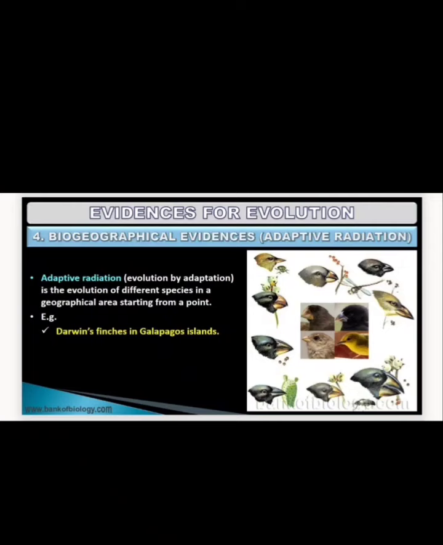Adaptive radiation. What is adaptive radiation will definitely be asked. Adaptive radiation is evolution that occurs by adaptation. It is the evolution of different species in a geographical area starting from a point. It was mainly observed by Darwin, so we call them Darwin's finches in the Galapagos Islands. When Darwin observed the different finches there, he proposed adaptive radiation.